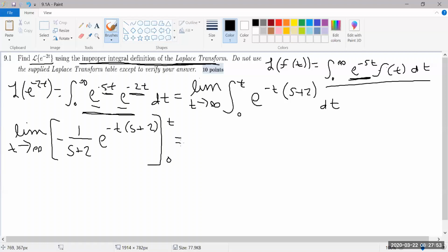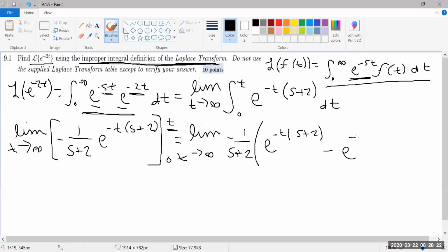So when you plug in this evaluation, you still have your limit as t approaches infinity. And I'm going to go ahead and pull out this negative 1 over (s plus 2). I'm going to have parentheses here. So we have e evaluated at t, so we just leave our negative t here, times (s plus 2), and then we're going to have a minus e to the negative 0 times (s plus 2). Okay, so this term goes to a negative 1, and we'll apply our limit to see what happens to this term.